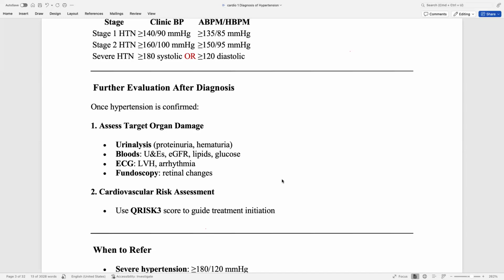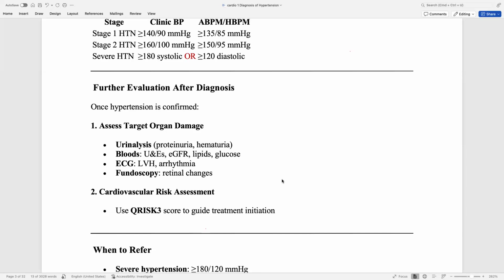The kidney, the heart, and the eyes. The organs that are targeted by hypertension. The heart, the brain, the kidney, and the eyes, blood vessels.